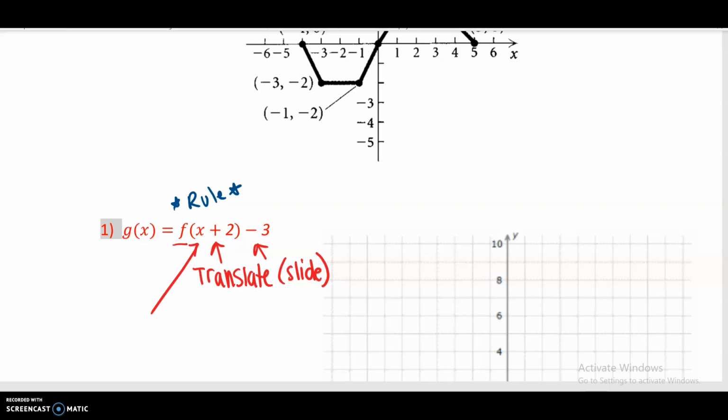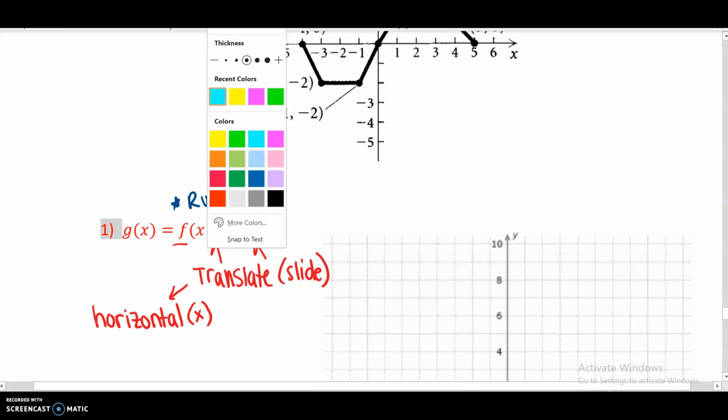Now to be more specific, there are two different transformations happening here. First, you have x plus 2. Since it's directly attached to the x, this is going to be a horizontal translation. And let's branch that off of translate. It's going to be horizontal, or on the x-axis. That's the plus 2, because it's directly attached to the x.